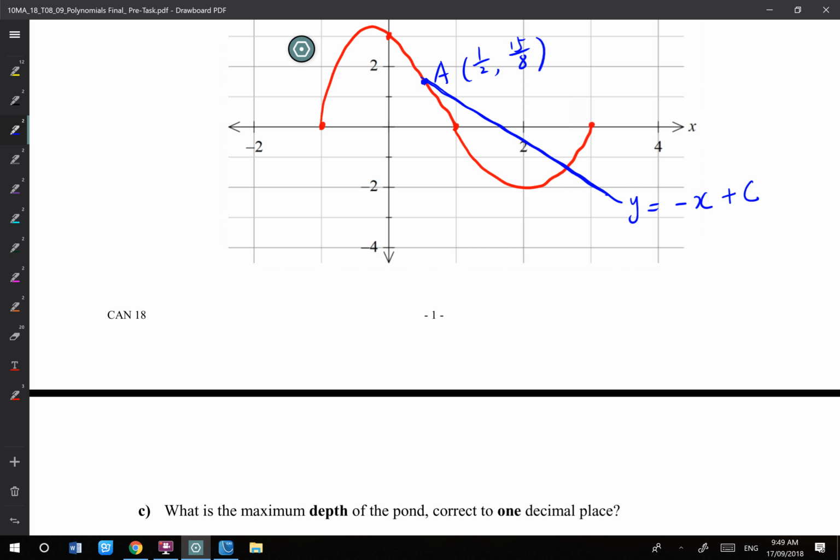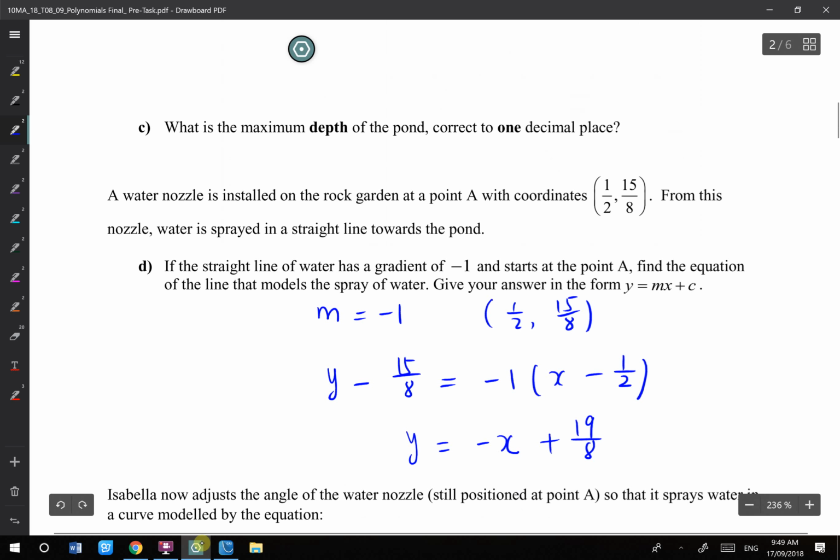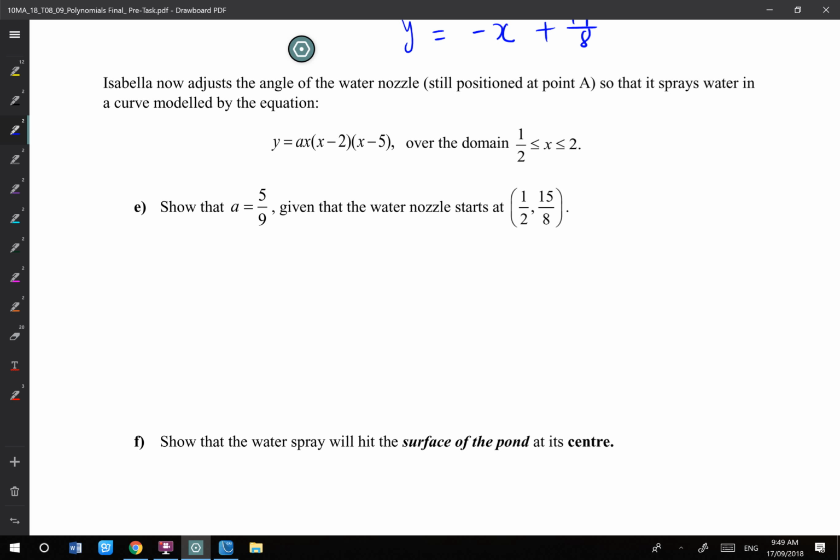Okay, Isabella now adjusts the angle so that it spreads the water in that curve. In this equation, y equals a times x times (x minus 2) times (x minus 5). What kind of graph is this one? The previous one is linear. What's this one? Quadratic? Cubic. A times x is one x, x minus 2 is another x, x minus 5 is another x. So it's a cubic over the domain 1/2 to 2.